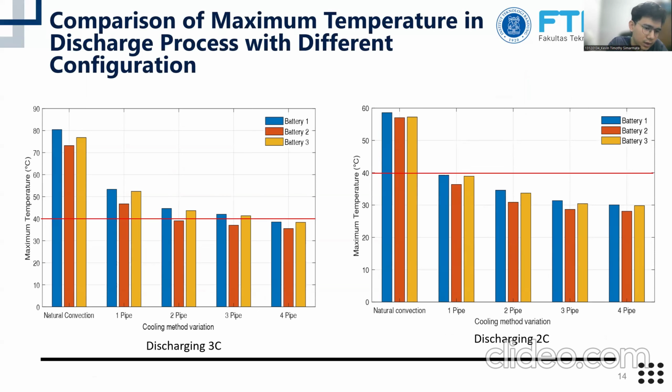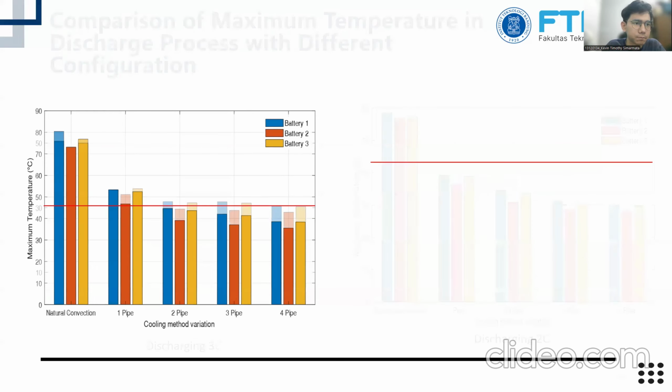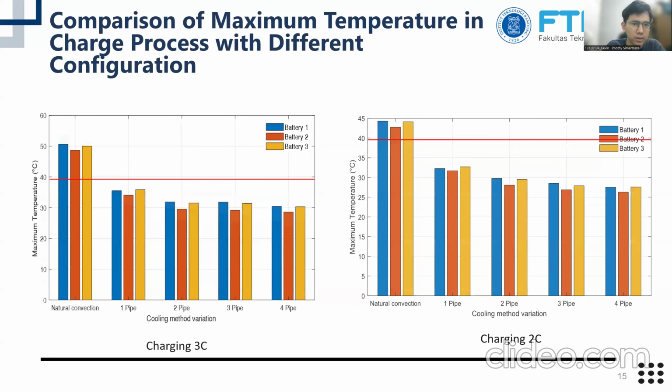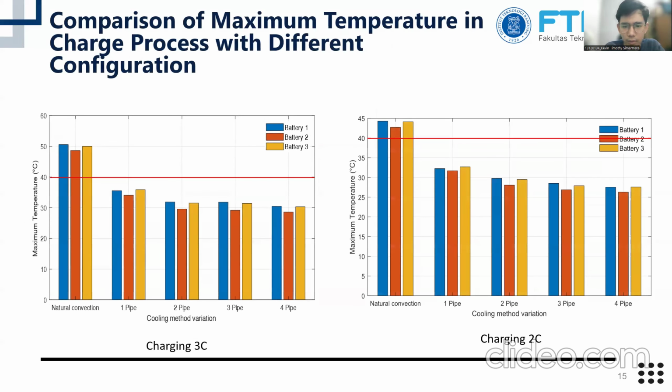We can see here that at discharging 3C, only the four pipe configuration is able to cool the battery below 40 degrees Celsius. And then at discharging 2C, any pipe configuration is able to ensure the battery temperature stays below 40 degrees Celsius. Then this is the charging process at any pipe configuration. During the charging process, the battery temperature is below 40 degrees Celsius.